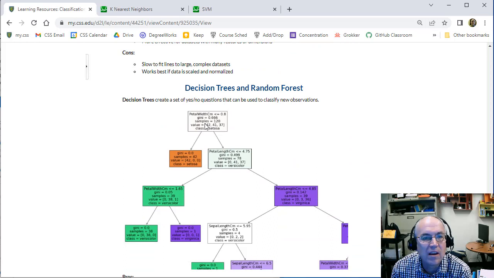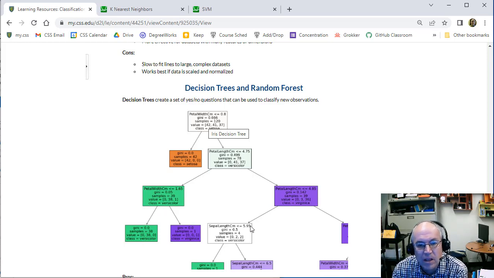So again, we might say if the petal width is less than 0.8, then we go down here and it's a setosa. Otherwise, we look at the petal length and see if it's less than 0.475. And if so, we then check the petal width, and if it's less than this, it's a versicolor, otherwise it's a virginica.